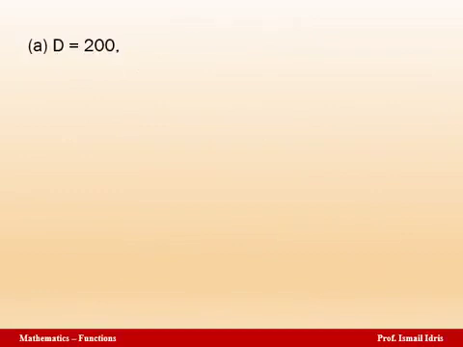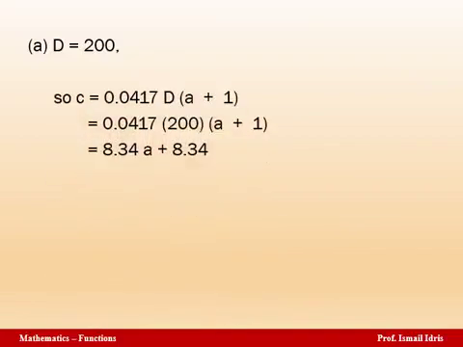So to answer question A, we first knew that D is 200. So substitute here for the formula for C, the given formula for C, for the value for D, the given value for D, which is 200. So multiply this times 200, then times A plus 1, you will get this formula. So C equals 8.34 A plus 8.34. This is actually C here, which is the dosage for a child with an age A.